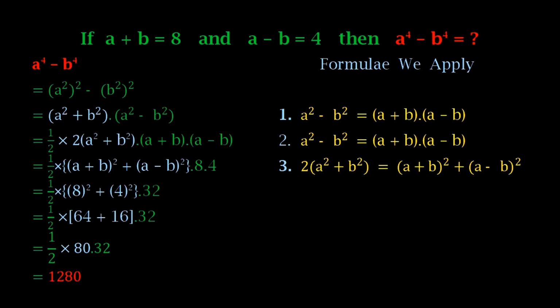And for 2 multiplied by a square plus b square, we know the corollary, and the corollary is a plus b whole square plus a minus b whole square. Look here, we apply the corollary: 2 into a square plus b square is equal to a plus b whole square plus a minus b whole square. In this case, both the values of a plus b and a minus b are known to us. Now our job is just to put in the values and calculate the rest of the simplification, and to get the result 1280.